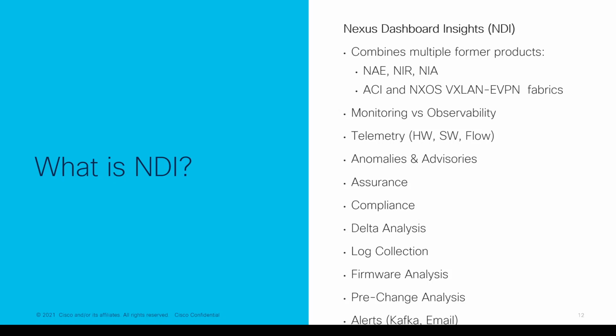Delta analysis is how you look at what has changed between 2 points in time. And often this is the first step in trying to troubleshoot a problem, right? Understanding what has changed since some prior point in time when things were known to be working.